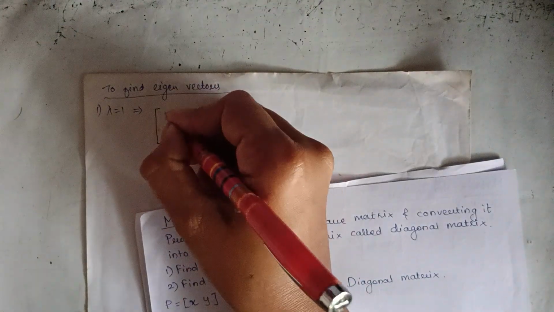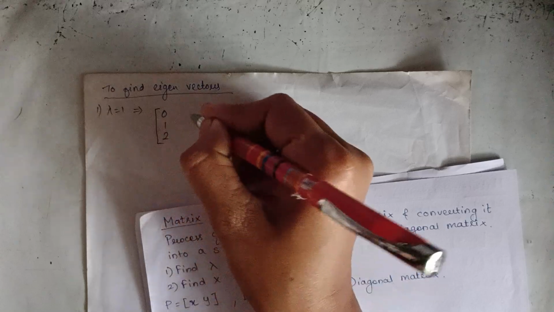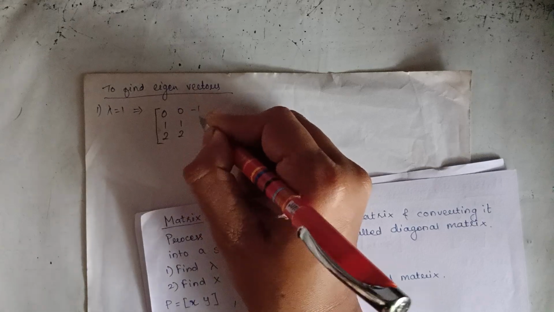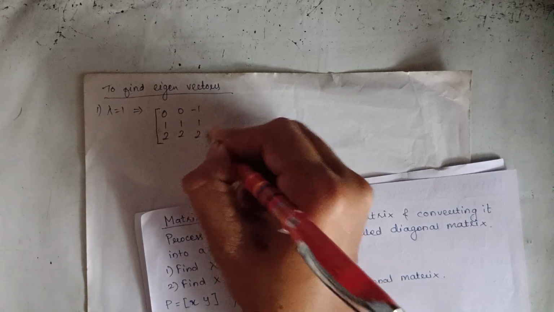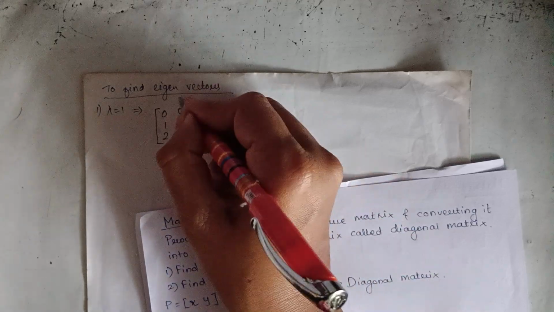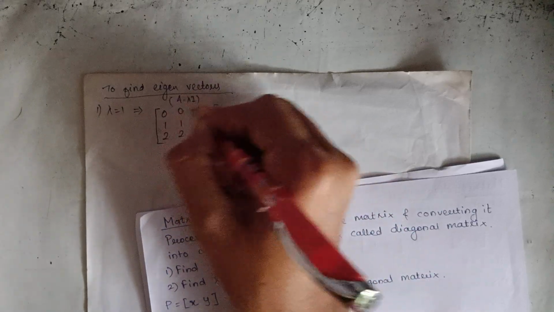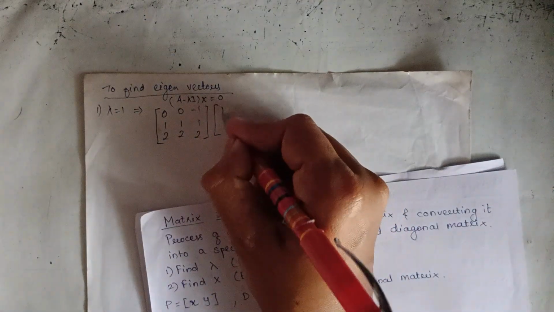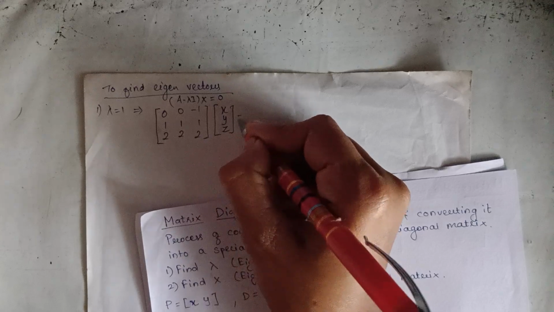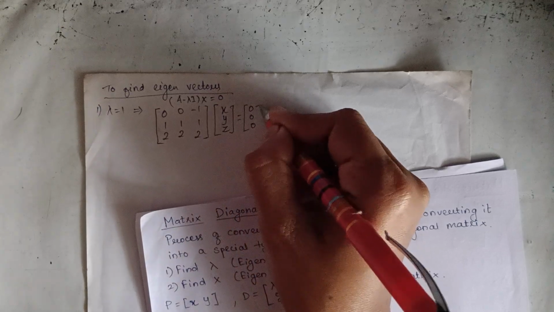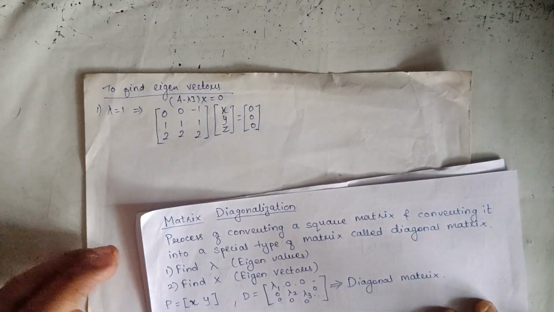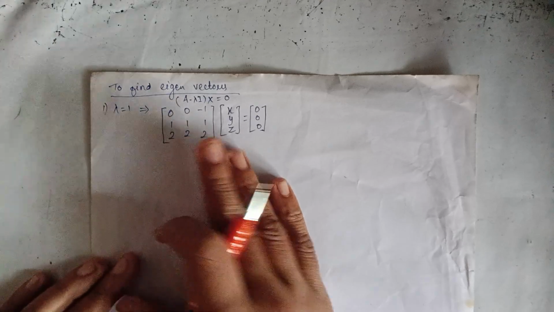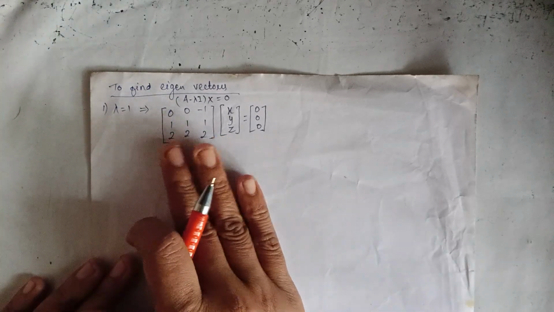So 1 minus 1 is 0, 2 is 0, 2 minus 1 is 1, 3 minus 1 is 2. Okay, you have to take the equation (A minus lambda I) x equal to 0 to find the values of x. So I'm taking x as x, y, z, so that you will get the equations. Those equations you have to solve to get x, y, z. So I'll reduce this so that it will be easier to find x, y, z.